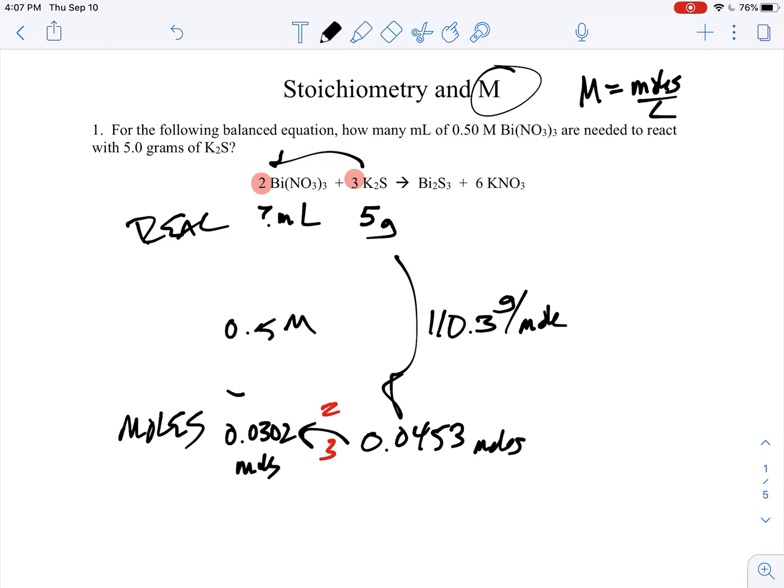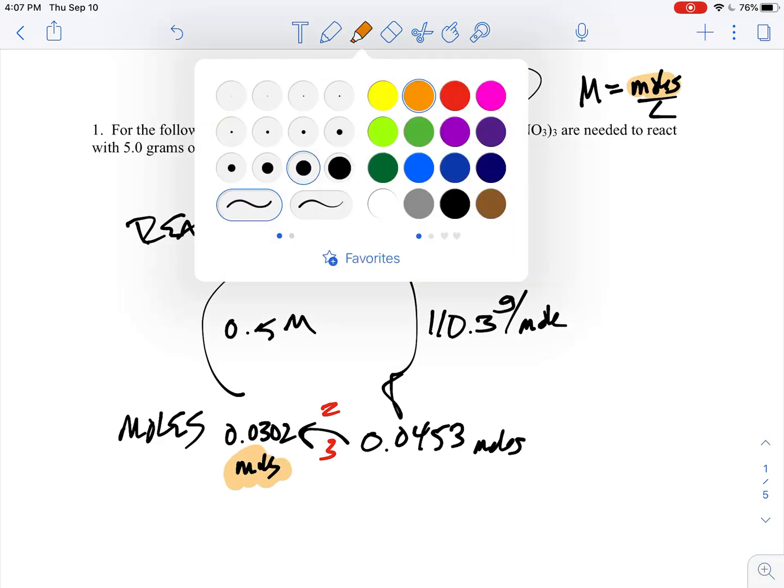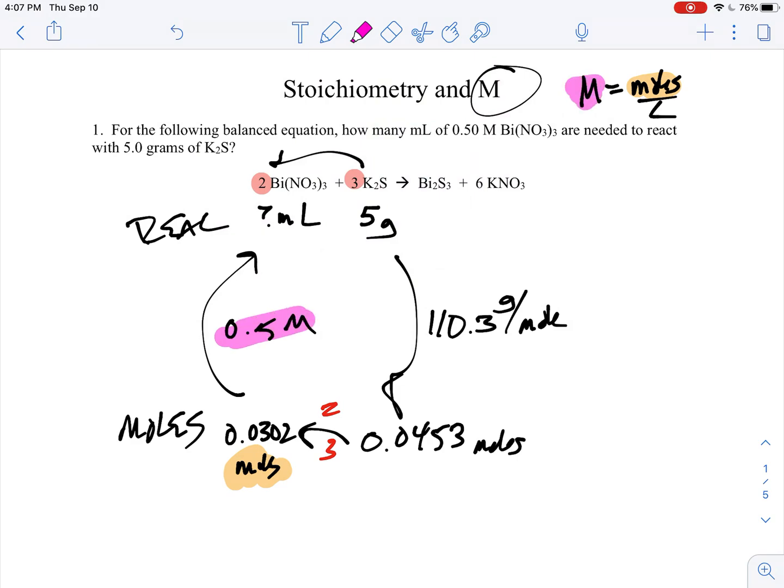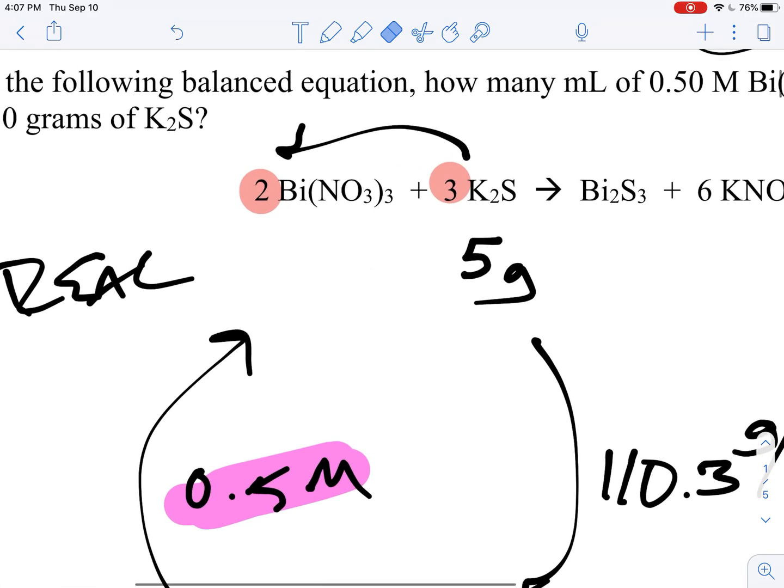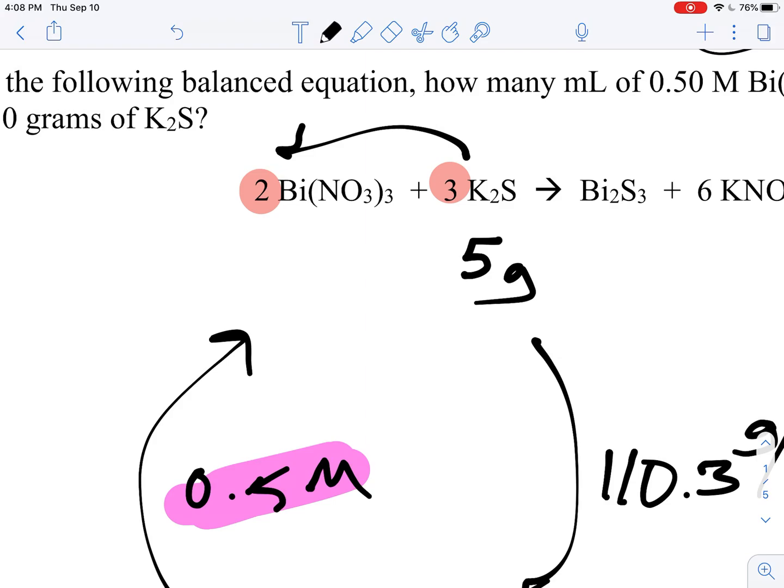And now we want to get from moles up to this guy up here. What do I know? Well, I know that I have the moles, so I have this, and I know that I have the molarity, which is this. So if I want my liters, then I'm going to have to divide the moles by the molarity in order to get the liters. So I end up doing my math on that, and I end up with an answer of 0.0604 liters, except that it wants milliliters.